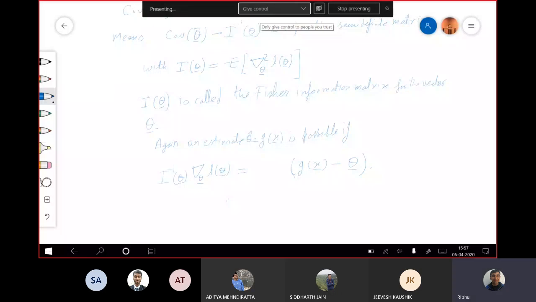So we will not prove the Cramer-Rao lower bound. We'll just state it. So I think now is a good time to stop. If you have any doubts, we can talk about them.